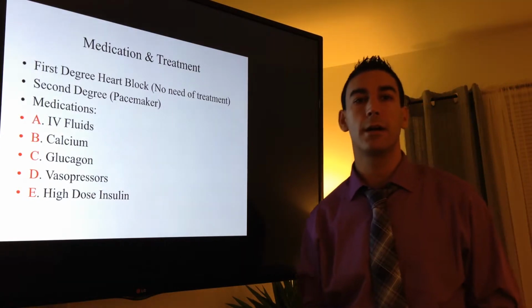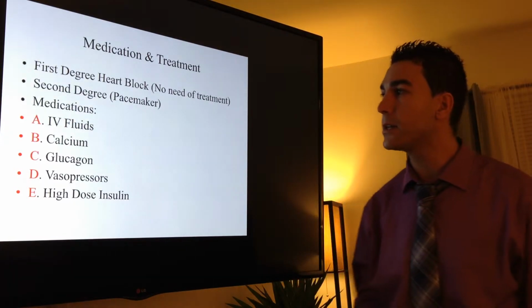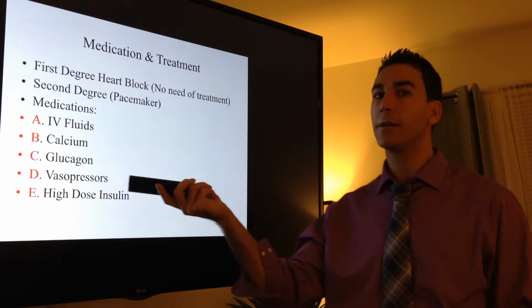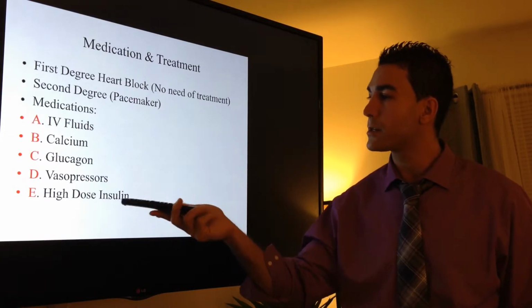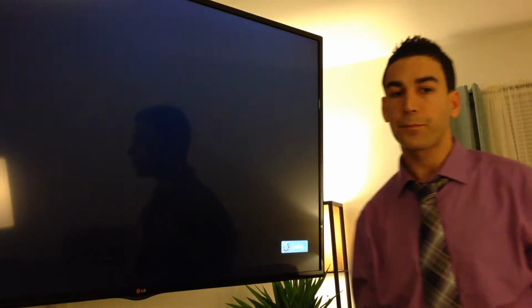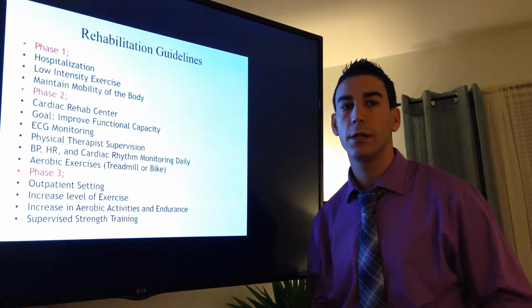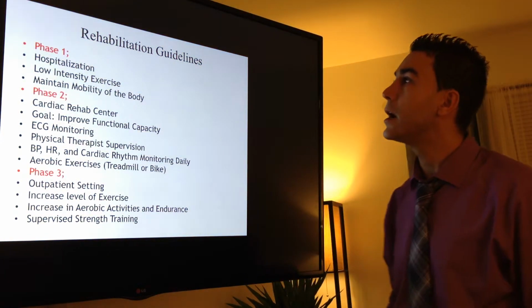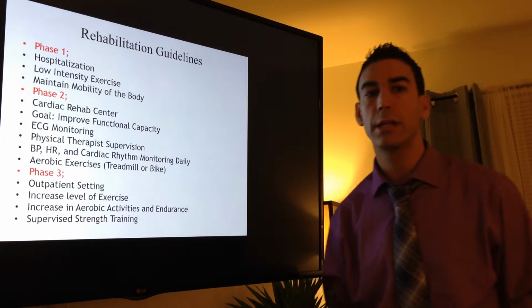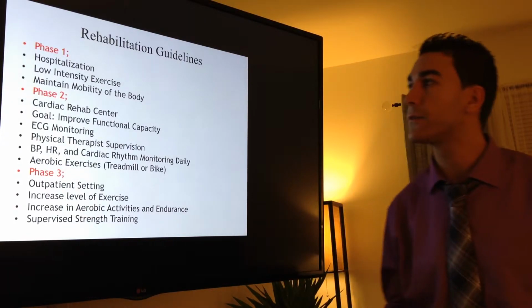Medications: once the athlete is hospitalized, they would basically connect them with IV fluids, calcium, glucagon, vasopressors, and high dose insulin would be helpful. Now, there are different types of rehabilitation programs and recovery that an athlete needs to go through with this. Rehabilitation guidelines: they broke it down into 3 different phases for the recovery section. You do get hospitalized for phase 1.